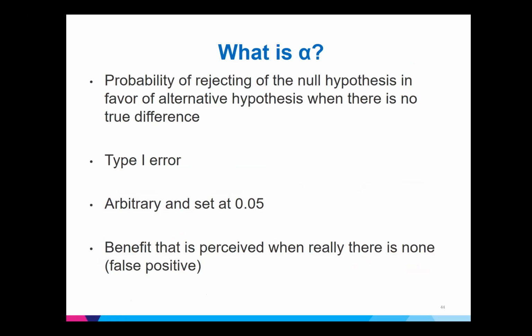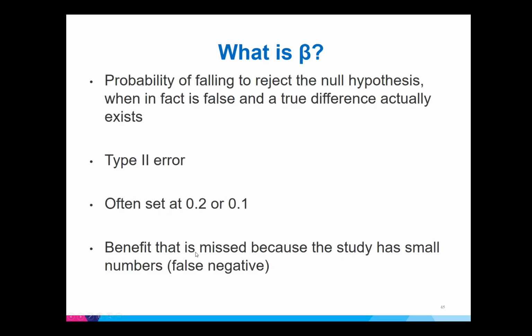What is alpha? Alpha is basically the probability of rejecting the null hypothesis in favor of the alternative. And this is where you hear type 1 error. It's arbitrarily set at 0.05. And so this is basically your false positive, or the benefit that is perceived when really there is none. So false positive is another way of thinking of alpha and type 1 error.